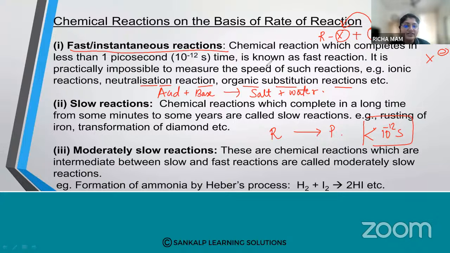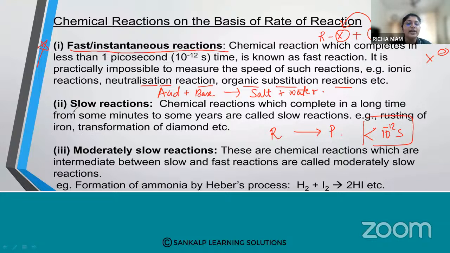In a fast reaction, if a chemical reaction completes in less than 1 picosecond, it is known as a fast reaction. Such reactions are practically impossible to measure because we cannot measure their speed. Examples are ionic reactions, neutralization reactions, and organic substitution reactions. So this is about fast or instantaneous reactions.